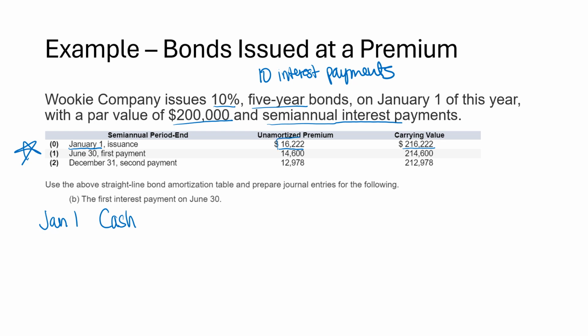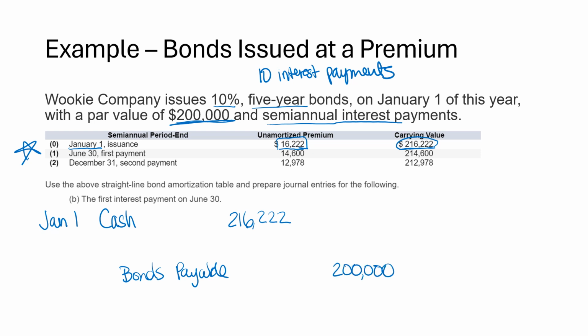This unamortized premium is the amount of the premium at issuance. So we know that we are going to have to record a premium of $16,222. What that means is the cash that was paid is the $216,222. So we'll debit cash for $216,222. We know that we have to credit bonds payable for the face value, which is $200,000.